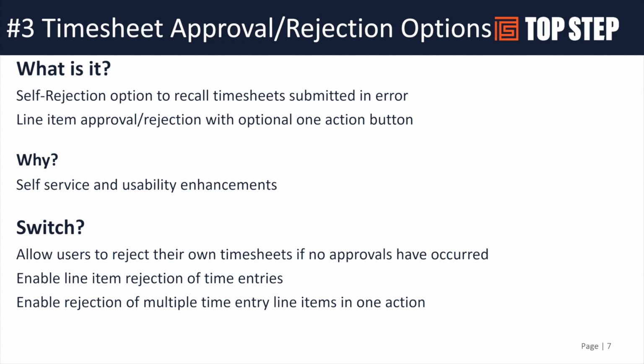So another option that we don't see very often, but it is out there and available within the tool, is a few switches that you can request to be enabled from OpenAir support to allow the self-rejection, the line item rejection, or multiple line item rejection. So there are three different switches that you would need to request. And again, it does give you some usability enhancements. So what does this look like?